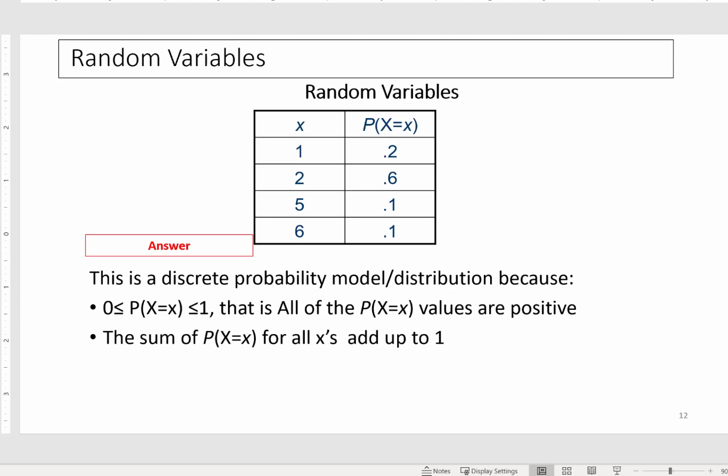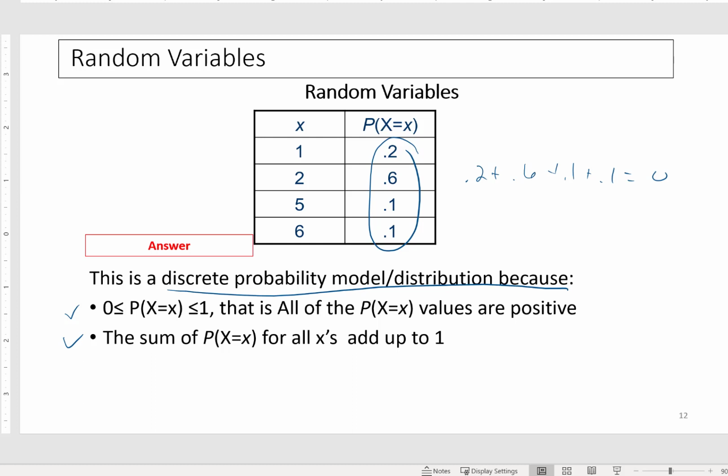Well, in looking at it, all these numbers are between 0 and 1, including 0 and 1. They all are between there. And when I add them all up, they equal 1. So both of these are satisfied. Therefore, this is a discrete probability distribution.